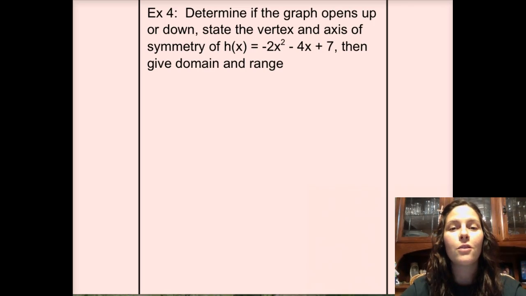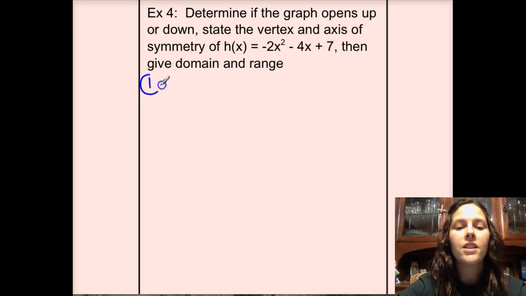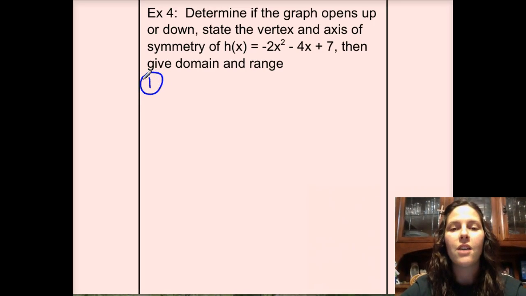We're going to practice another one, finding all the important information, except for graphing it. So first of all, does our graph open up or down? In order to determine that, we look at our lead coefficient, what we're multiplying by the x squared. If it's positive, it opens up. If it's negative, it opens down.